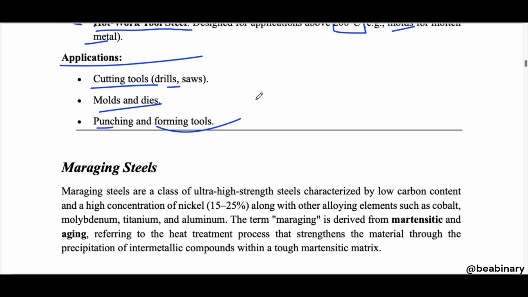And if you talk about forming, the best example is what the blacksmith does in a locality. That is an example of forming. I hope you got everything clear here, right?